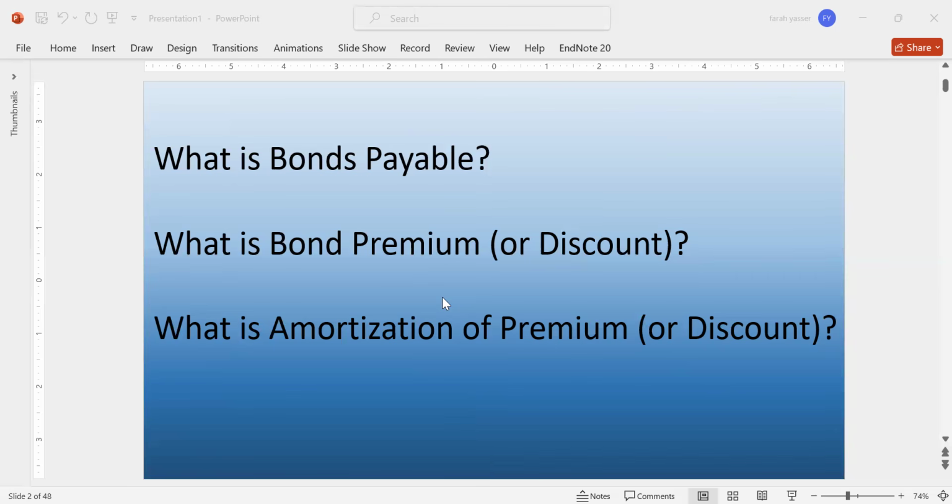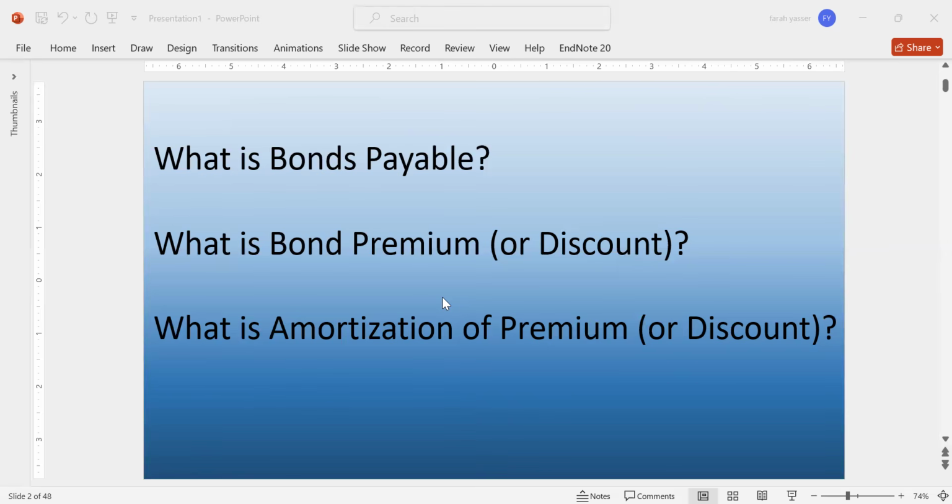Then bond discount: when the bonds are issued at a price lower than the face value, the difference between the issue price and the face value is called bond discount. For example, bonds are issued at $8, whereas their face value is $10. So the difference between these two is $2, which is called bond discount because bonds are issued lower than their face value. This occurs when the bond coupon rate or interest rate is lower than the market interest rate.